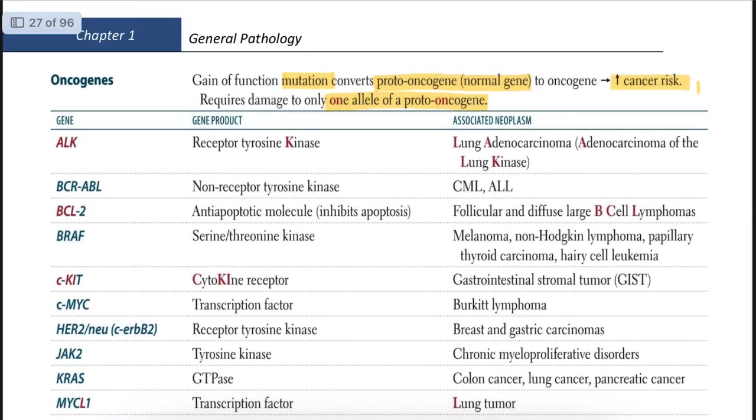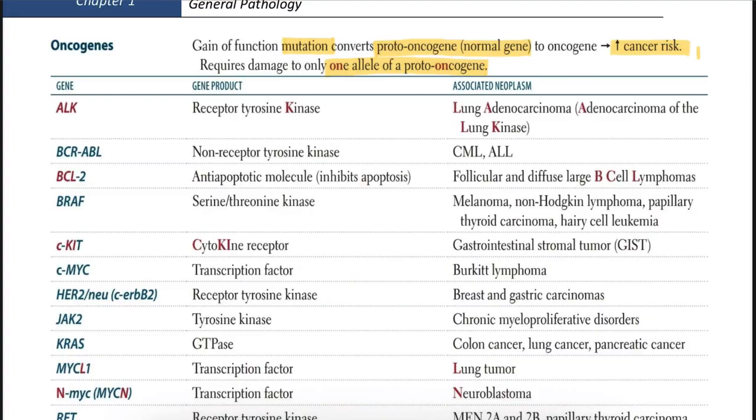Now we will discuss every gene under gene product and associated neoplasm or cancer. Let's break down the top oncogenes you must know for your exams, clinical practice, USMLE, NEET PG and FMGE. First gene is ALK. ALK is a receptor tyrosine kinase, and the associated neoplasm is lung adenocarcinoma. We can easily remember this.